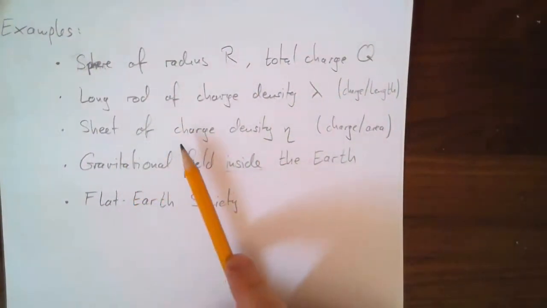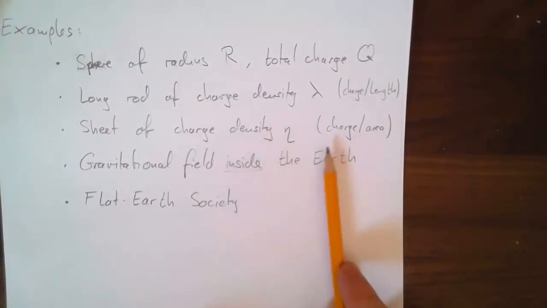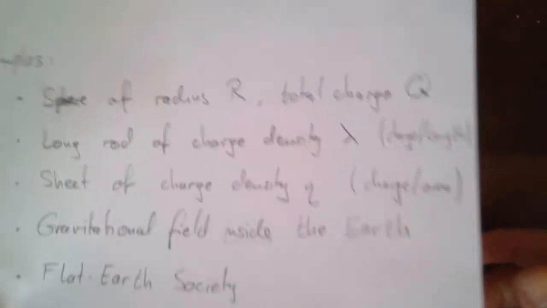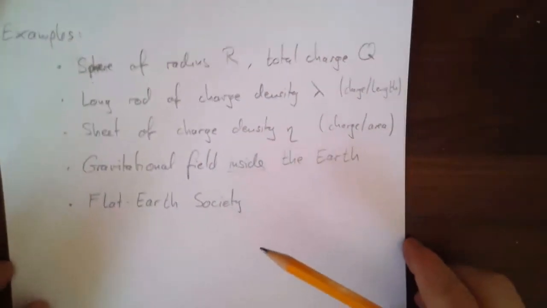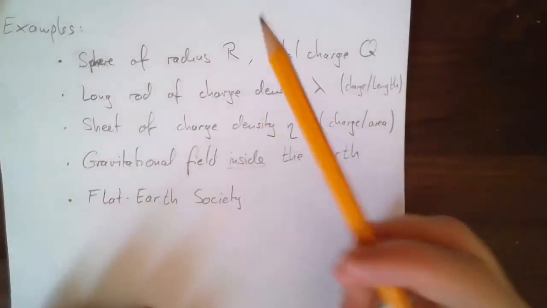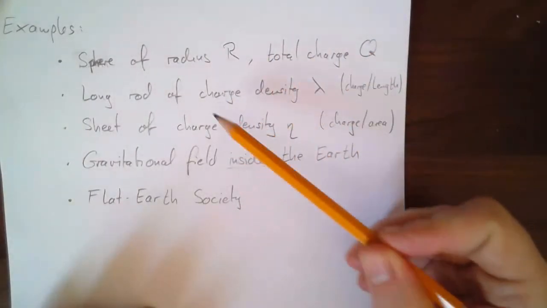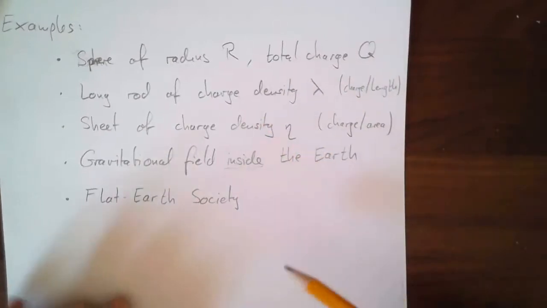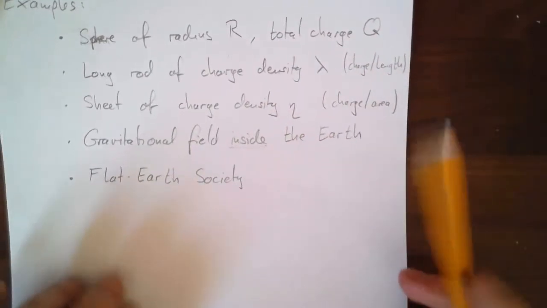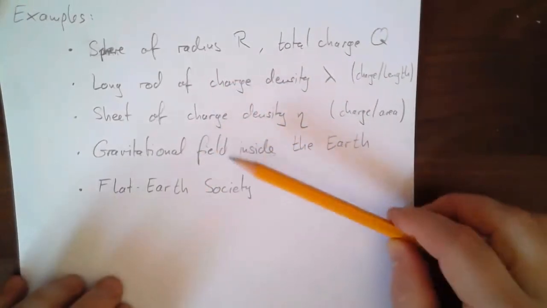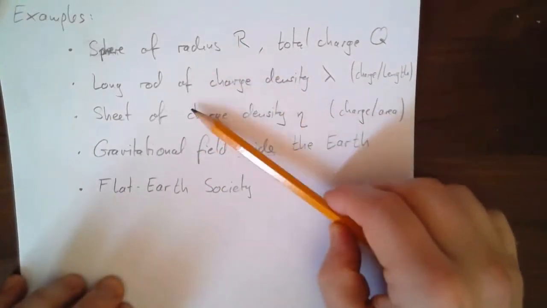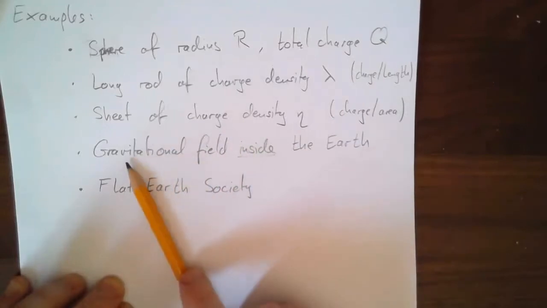We're going to look at a sheet of charge density eta, and that's charge per area. So imagine this piece of paper being the sheet. You can imagine there's charge spread out all over roughly equally. Each square centimeter has a certain number of coulombs in it. And then there are two more examples, I think. These are just a few, there are lots more examples, although those cover the main symmetries you're going to encounter.